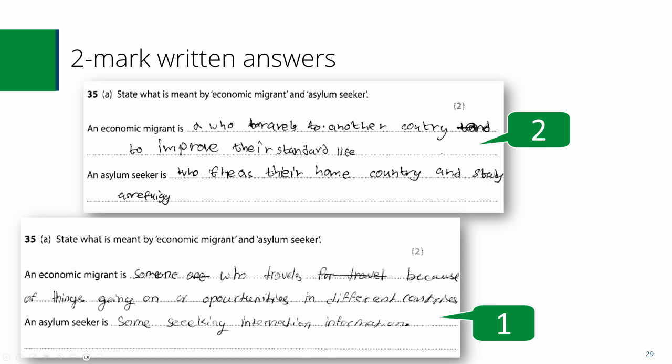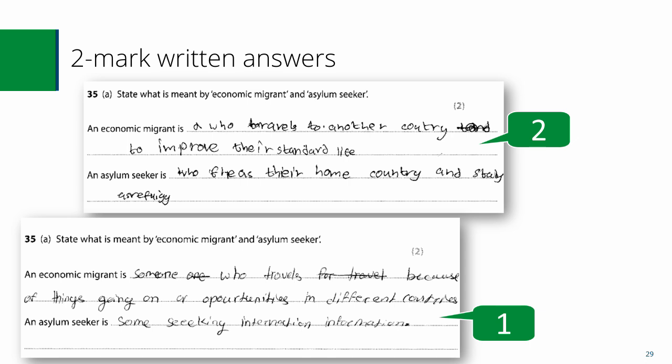The other response was awarded 2 marks. The first point is fine. It's someone who travels to another country to improve their standard of life. That conveys a sense that this is a voluntary movement in search of better living standards linked with the economy. That was fine. The second answer is also fine.